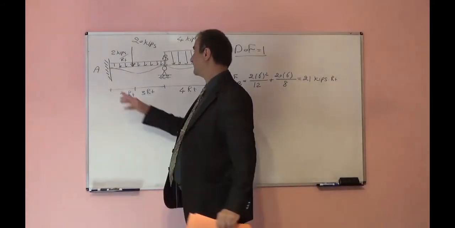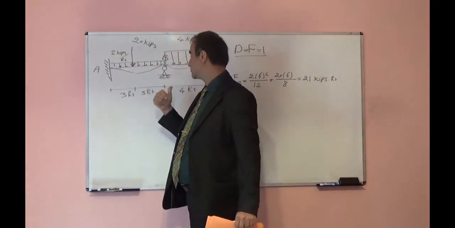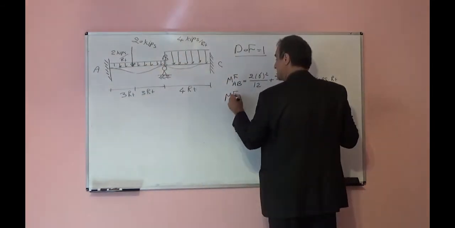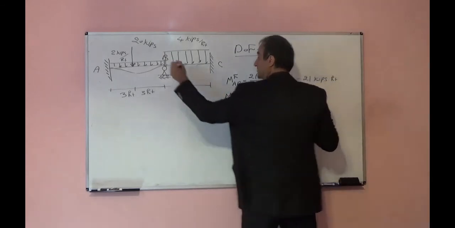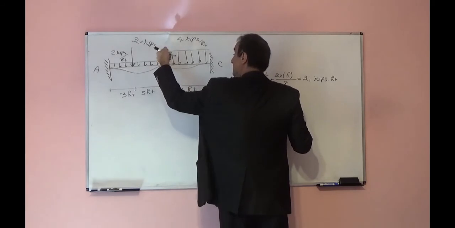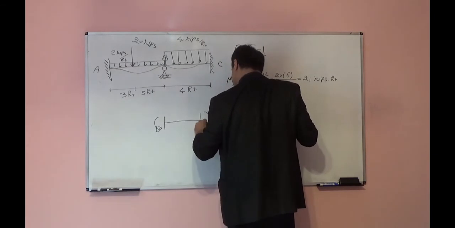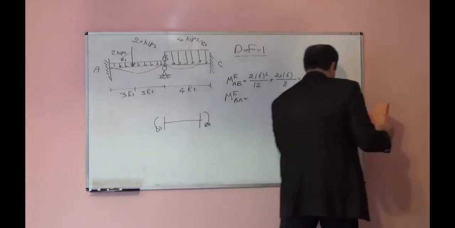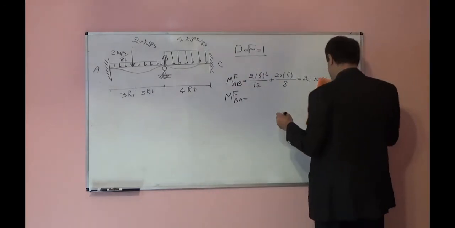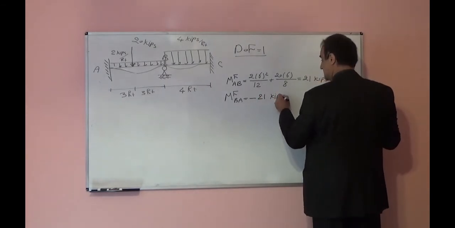So fixed end moment for AB span, MAB, on this side will be counterclockwise, so positive. For BA, the magnitude will be the same, but the direction here, the resistant reaction moment will be clockwise. Look at here, this one is counterclockwise, this one reaction is clockwise, so it is negative. I will write that the magnitude should be the same, only negative 21 kips feet.